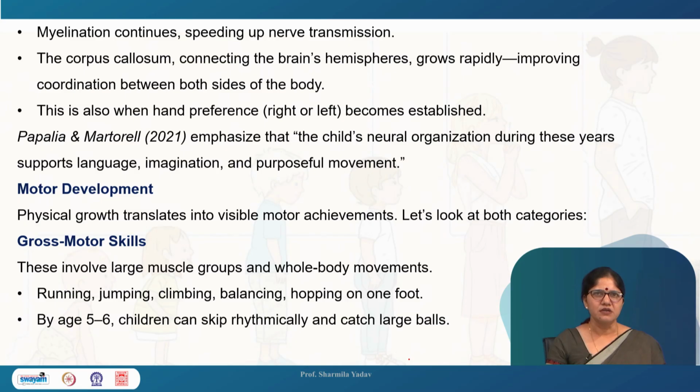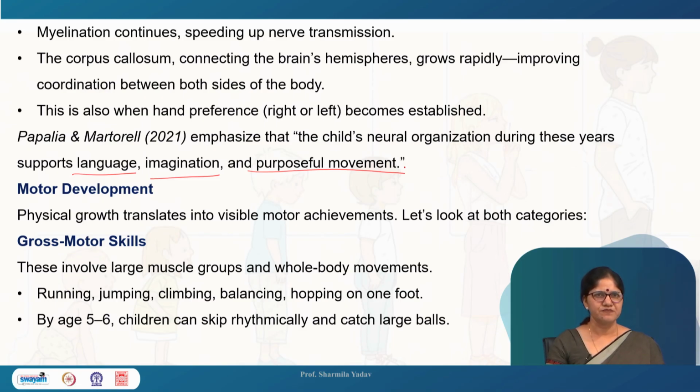Papalia and Martorell, 2021, emphasize that the child's neural organization during these years supports language, imagination and purposeful movement of the body parts. Motor development. Physical growth translates into visible motor achievements. Let's now see both the categories.